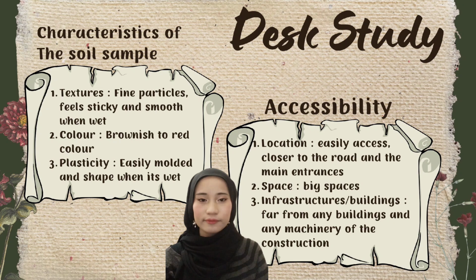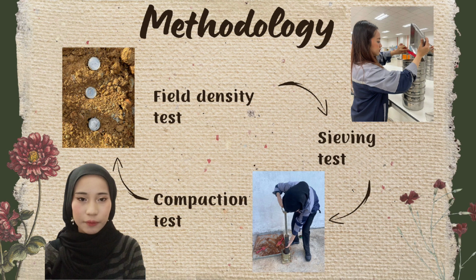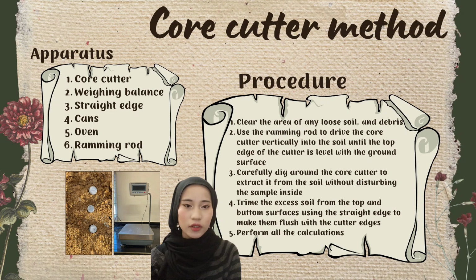The accessibility of our soil is easy, which is closer to the road and the main entrance. For the space, there is quite a big space. In terms of infrastructure or buildings, our soil is far from any buildings and any construction machinery.